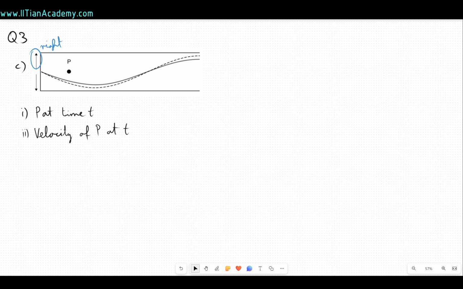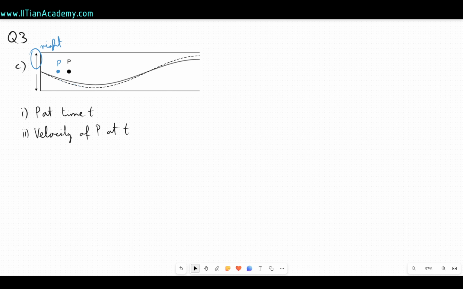So we're asked in the diagram to draw a dot to indicate the approximate position of P at time t. So what we see is that we have this dotted line, which is lower down than the solid line. And what that means is if it's lower down, it means it's more to the left, because downward displacement means displacement to the left. Therefore, the particle has to be more to the left.